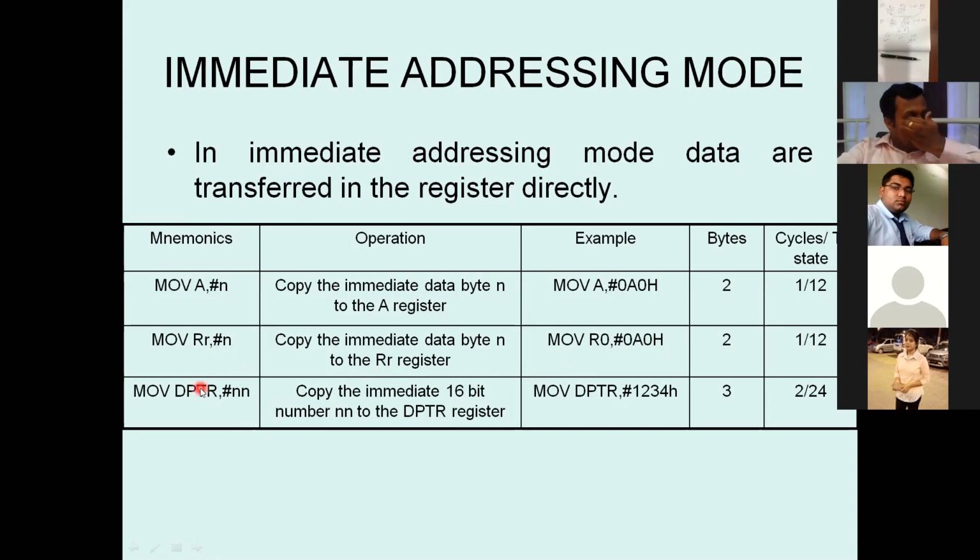DPTR is a 16-bit register. I already told you yesterday that DPTR is also divided into two parts: one is DPH, another is DPL. This is the only 16-bit register which points to external memory locations. In the SFR register, if you recall, DPH and DPL together are called DPTR. So DPTR is a 16-bit register because DPH is 8-bit and DPL is 8-bit, so 8-bit plus 8-bit is 16-bit.